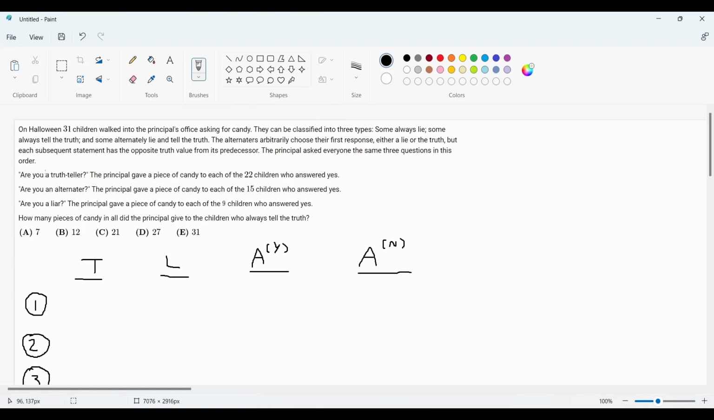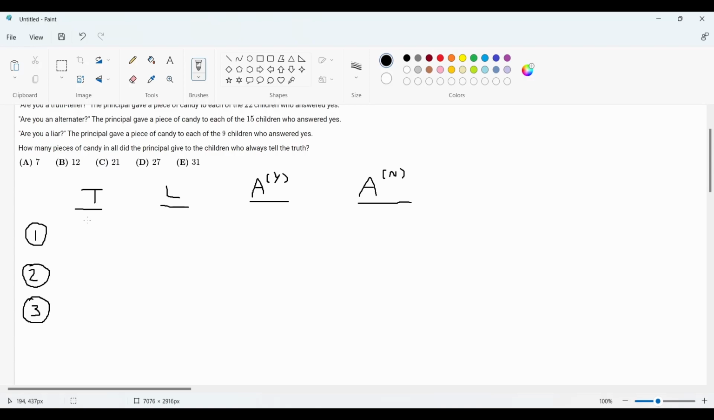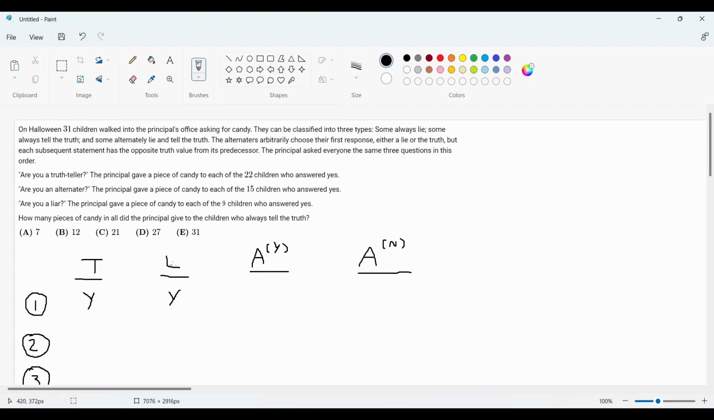The first question is, are you a truth teller? Well, the truth teller is going to say yes, and the liar is also going to say yes because they lie. They're not a truth teller, but they lie about it and say yes.